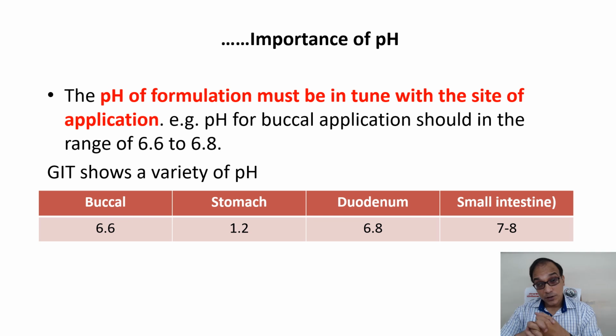The pH of the formulation must be in tune with the site of application. For example, the pH of a buccal delivery system must be in the range of pH 6.6 to 6.8. GIT shows a variety of pH. In the buccal cavity it is 6.6, stomach 1.2, duodenum 6.8, and the small intestine ranges from 7 to 8.